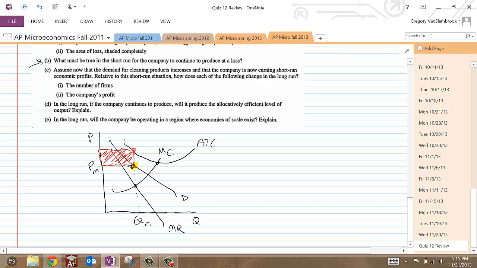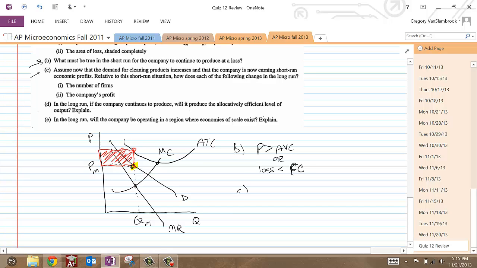Next, part B. What must be true in the short run for the company to continue to produce at a loss? So we know this from perfect competition. What we learned a few chapters back is that the price must be greater than their average variable cost, or their loss must be less than their fixed cost, FC. Even though we're not talking about perfect competition here, those concepts would still apply. The firm is still going to want to make up at least some of its fixed cost. So, same idea.